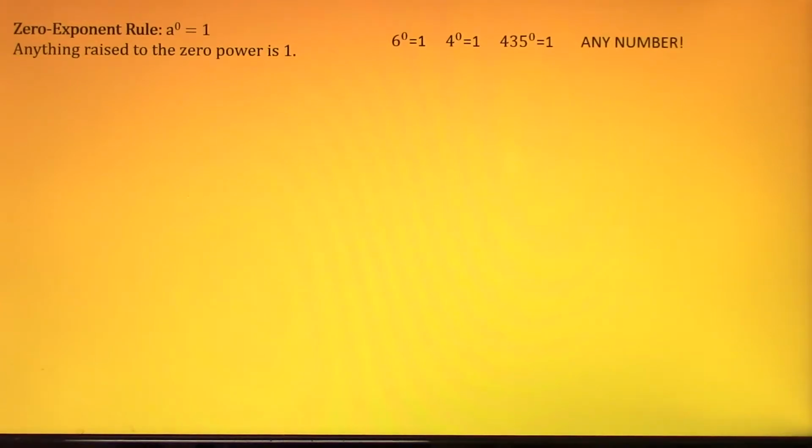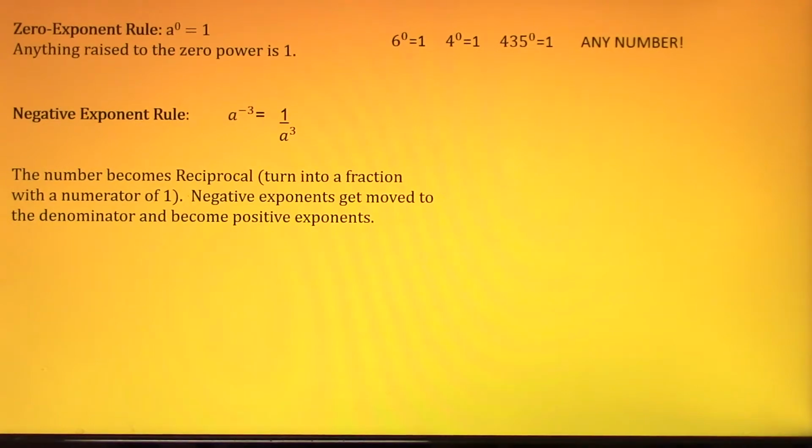Let's look at a couple of examples. 6 to the 0 power is 1. 4 to the 0 power is 1. 435 to the 0 power equals 1. So anything to the 0 power is 1. If you see 0 as the exponent, it is 1. Get that in your notes. Let's look at the next one.